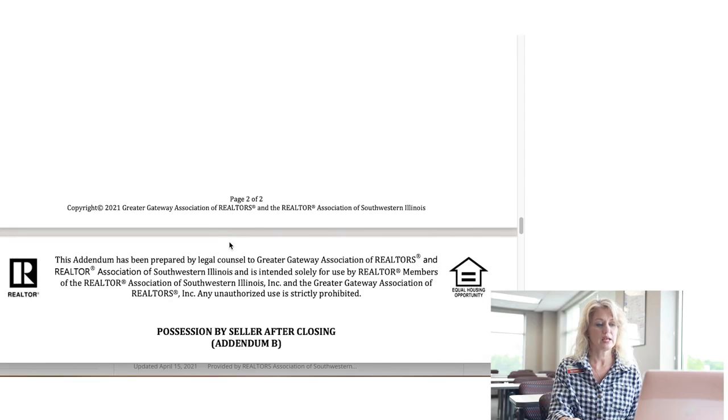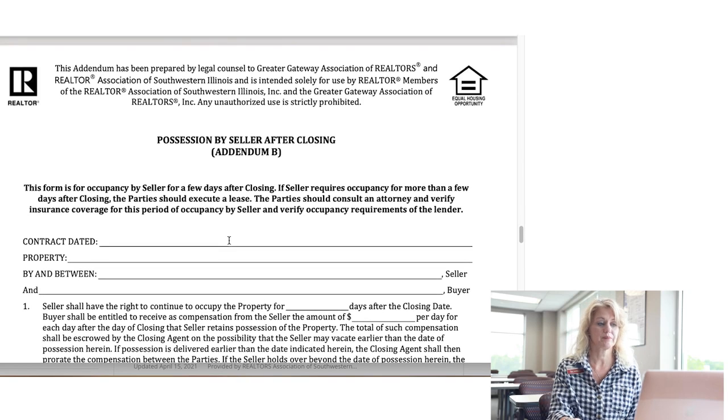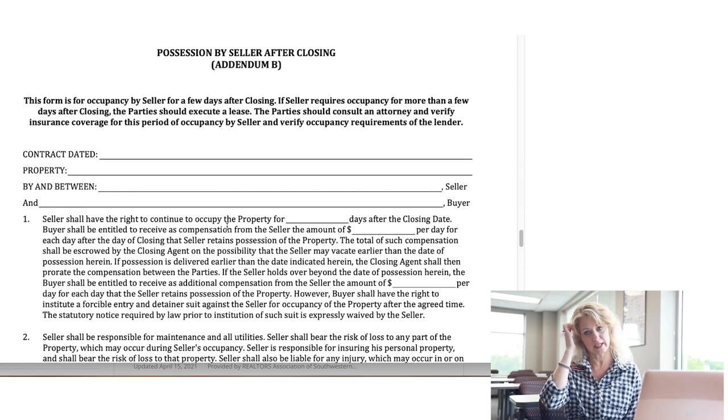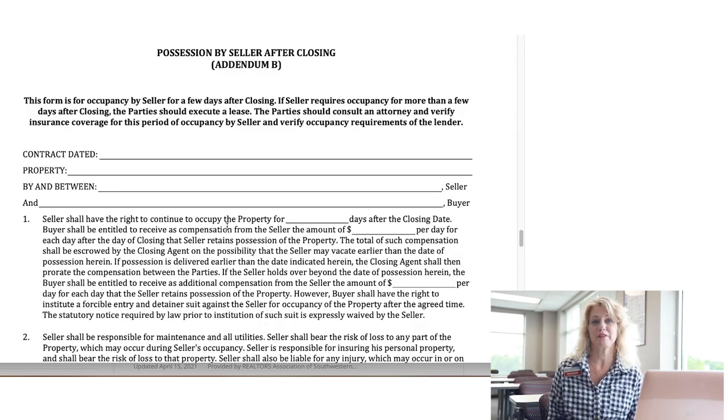And now we're going to move down to the Addendum B. This is possession by seller after closing. So on occasion, buyer and seller have closed. For whatever reason, the seller is unable to vacate the property. It may just be that their possessions are still in the property. Maybe the moving company had a delay and it's just a last minute chaotic situation. And so maybe this document would come into play.